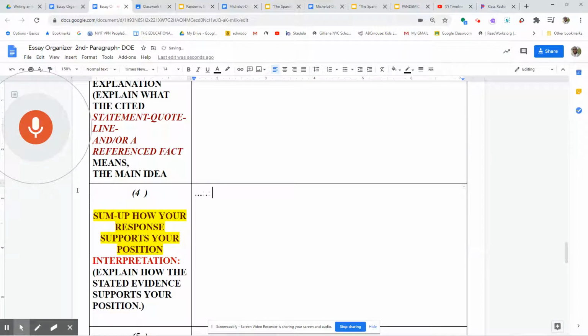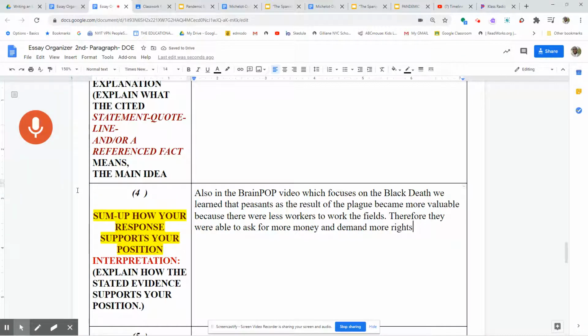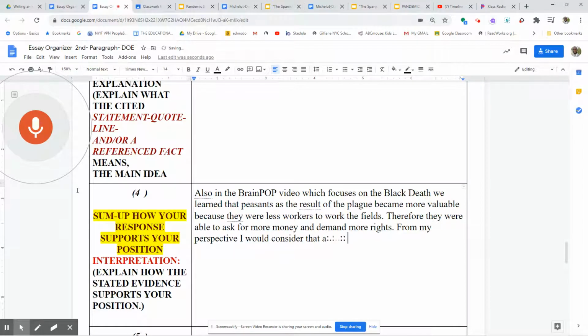Also, in the Brain Pop video, which focuses on the Black Death, we learned that peasants, as the result of the plague, became more valuable because there were less workers to work the fields, period. Therefore, they were able to ask for more money and demand more rights, period. From my perspective, I would consider that a good thing, even despite the horrors of the Black Death, period.